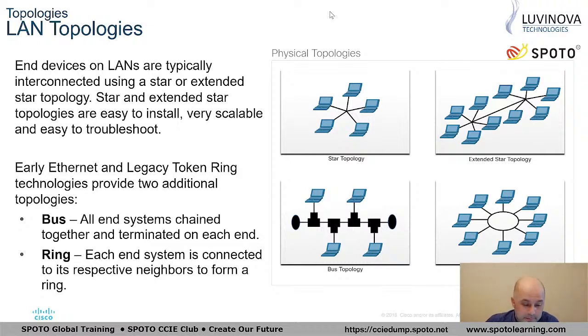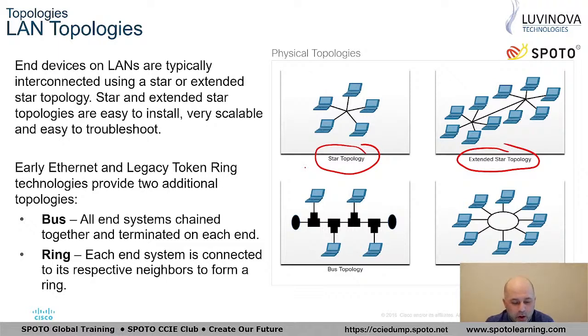LAN topologies. End devices on LANs are typically interconnected using a star or extended star topology. So the most efficient and most widely used topologies these days are the star topology and extended star. Bus topology and ring topology are legacy topologies, but we still talk about them because they might still exist somewhere in the world, for those countries that have history in the early days of the internet.